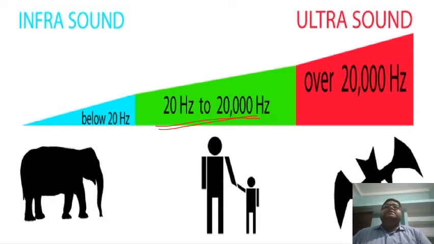But we know that bats, the bats that fly around your house, or sometimes you can find roaming at the top of your roof, can hear sounds that are more than 20,000 hertz. So bats can hear those sounds.